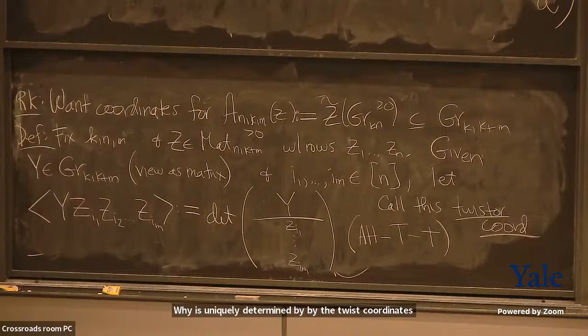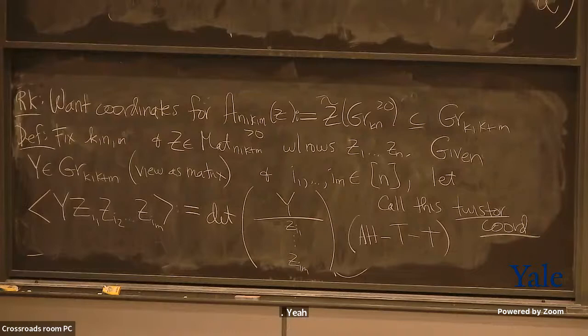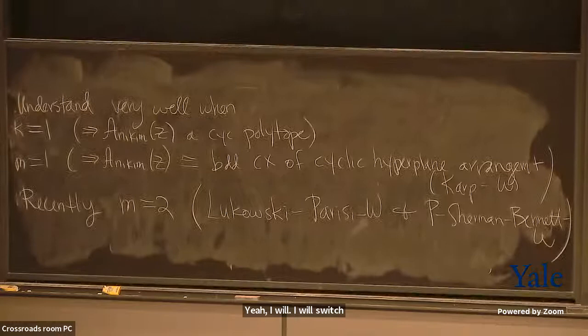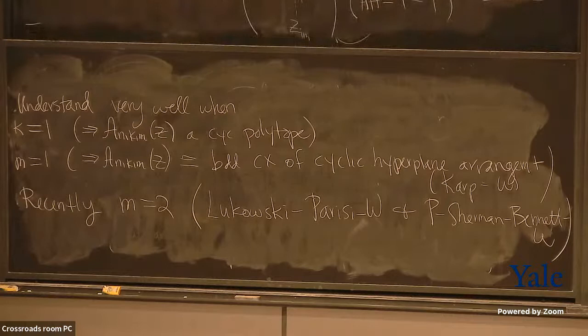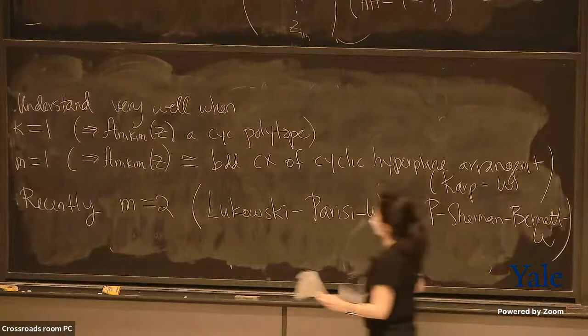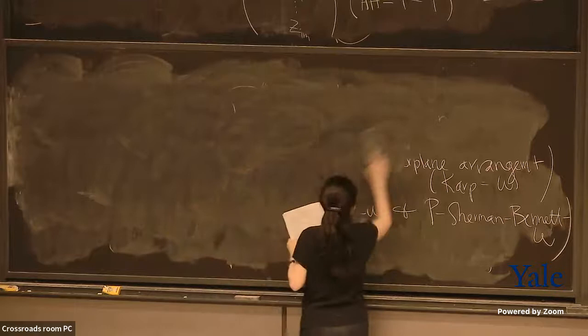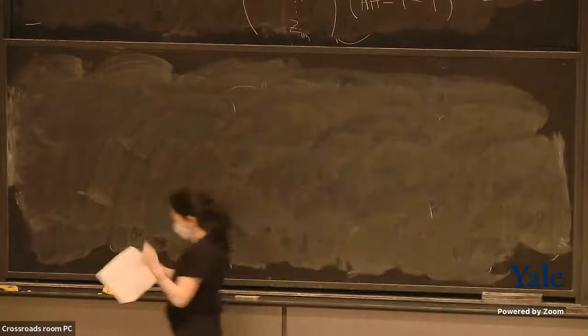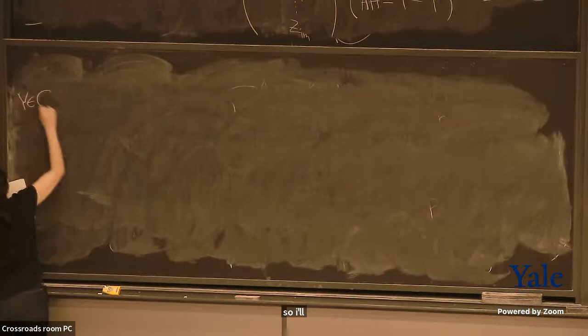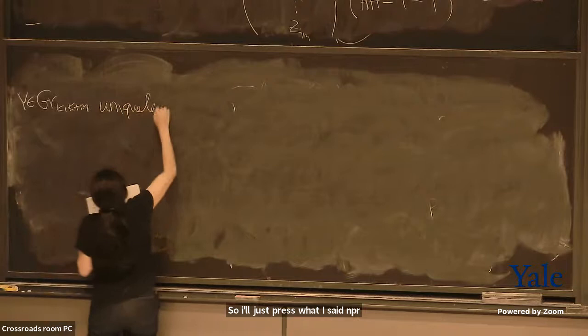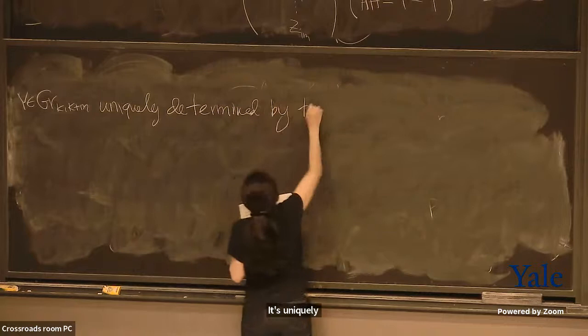Yeah, I will switch. So I'll just write what I said. Gr K comma K plus M is uniquely determined by its Plücker coordinates.